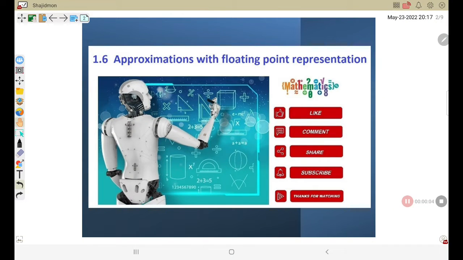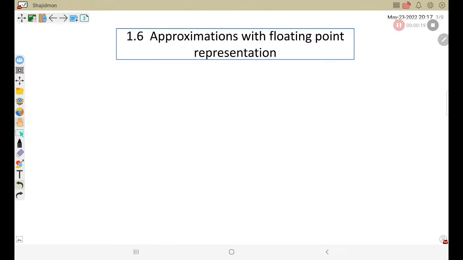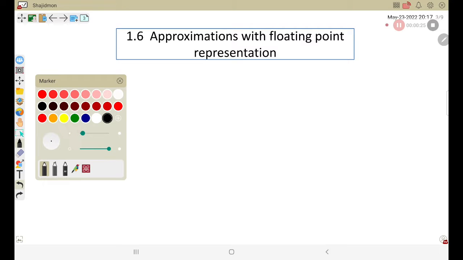In this video we are discussing a topic from Mathematics for IT, section number 1.6, approximations with floating point representation. So we will go to the topic here, section number 1.6, approximations with floating point representation.